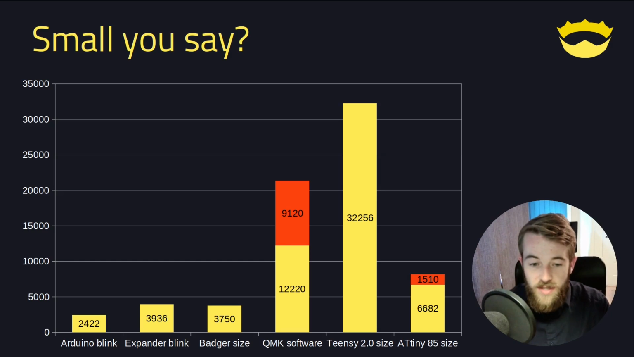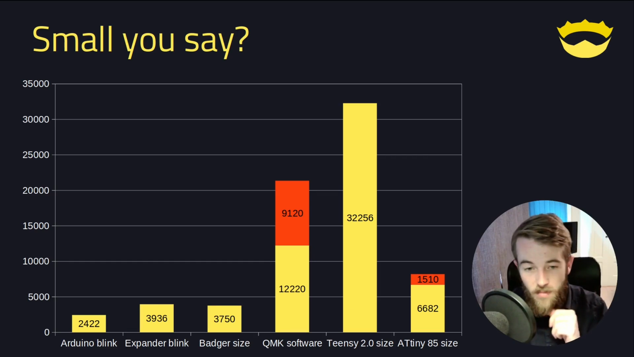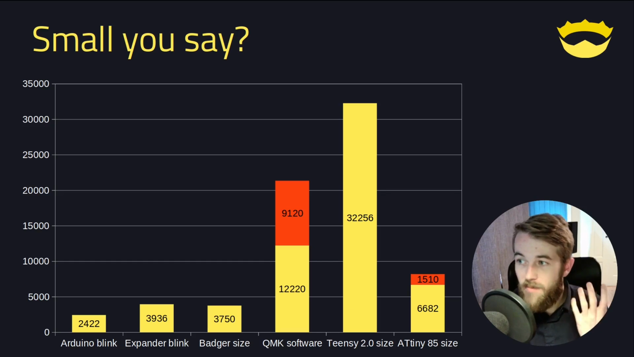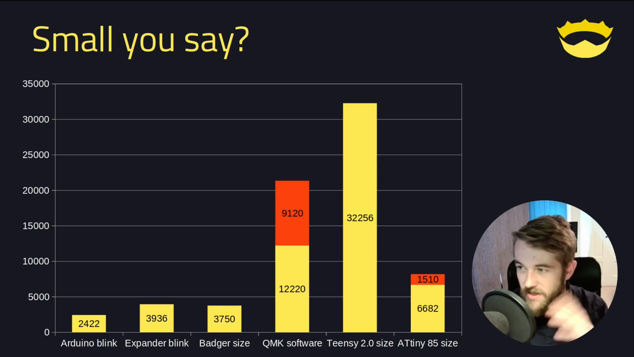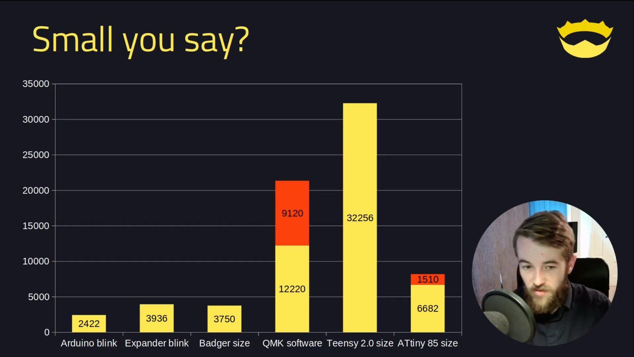QMK, as I mentioned initially, the smallest, these numbers are pulled from an article that was also using the Teensy 2.0, so it should be a fair comparison, of minimizing the size of the QMK firmware. And he got it down to, by disabling all the features or setting a feature set that got him the minimal size, was 12,220 bytes. And then the default is something like 22,000 bytes. So that's another 9,120 bytes on top of the smallest one.